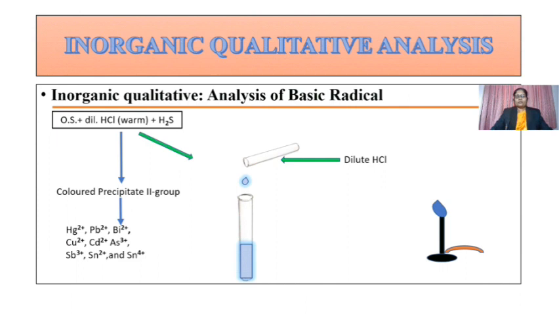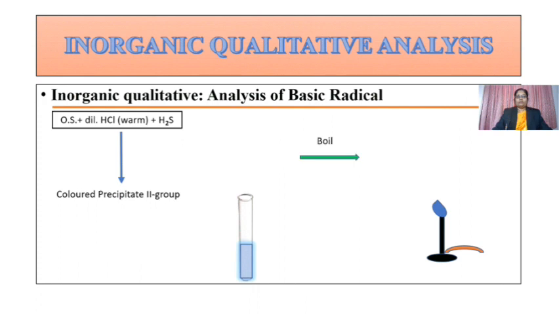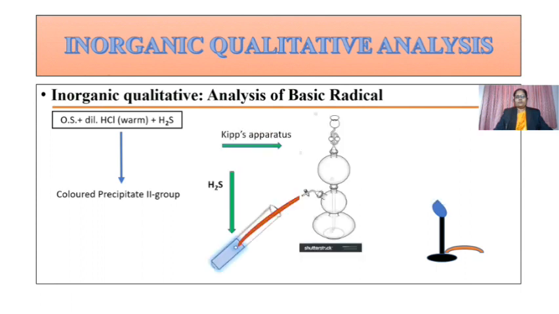Now take this original solution or filtrate. If the first group is present, then use the filtrate. If the first group is not present, then use the original solution. Then add to it dilute HCl, then boil it well or warm it. After this, pass the H2S by using Kip's apparatus. Bubble this H2S in the solution.